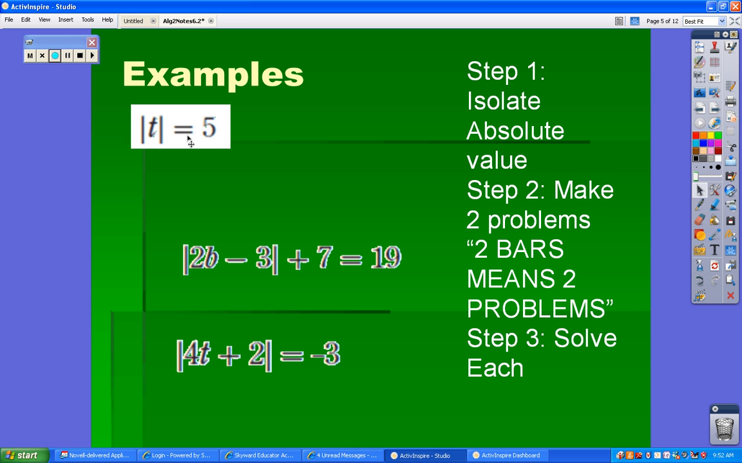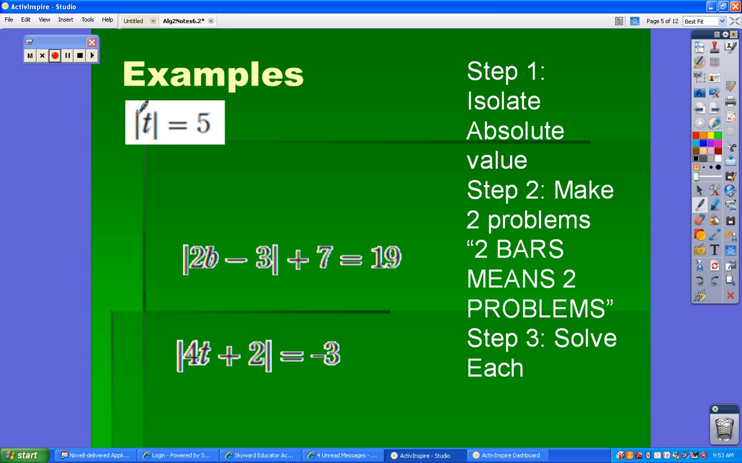So let's look at this first one. The absolute value of t equals 5. Step 1 is to isolate the absolute value, and it's already isolated. The absolute value is all by itself. Step 2 is to make the 2 problems. Okay, here's the deal, and I'm not going to necessarily make the 2 problems here. I'm just going to talk this out with you.